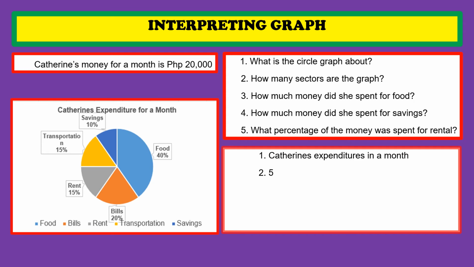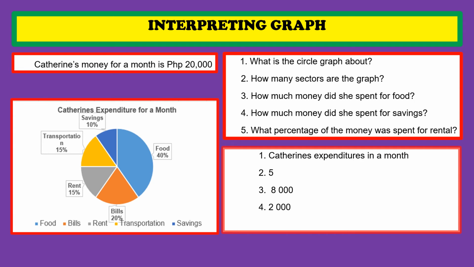Number 3, how much money did she spend for food? So we have 40% of 20,000. And what is 40% of 20,000? That is 8,000. Next, number 4. How much money did she spend for saving? 10% of 20,000. And 10% of 20,000 is 2,000.